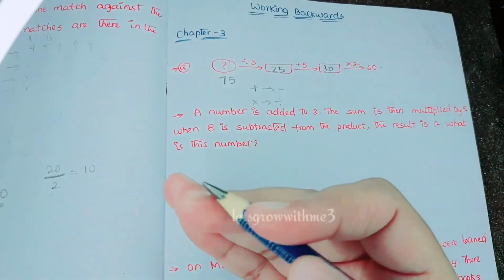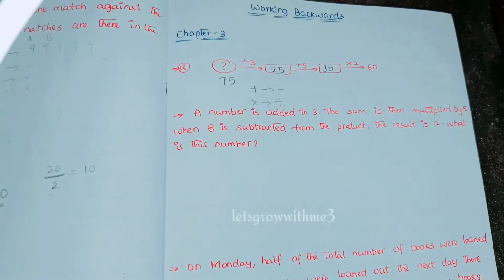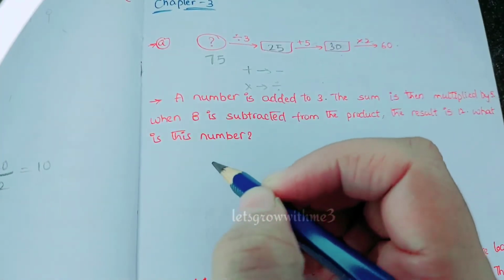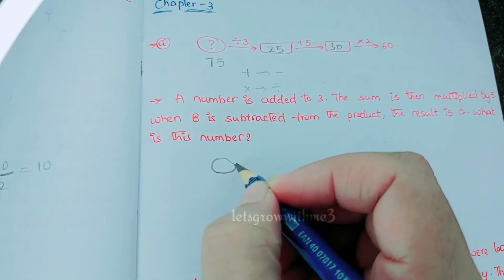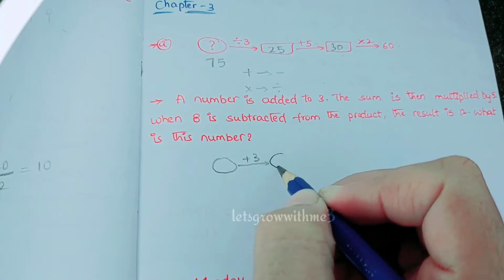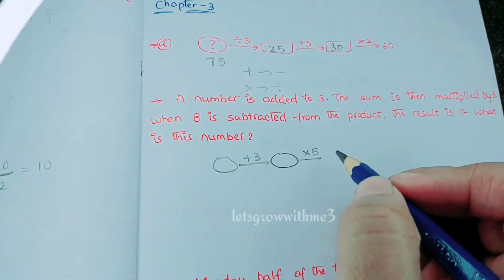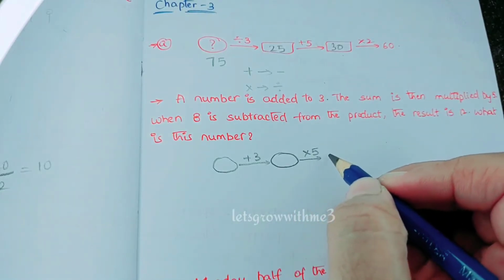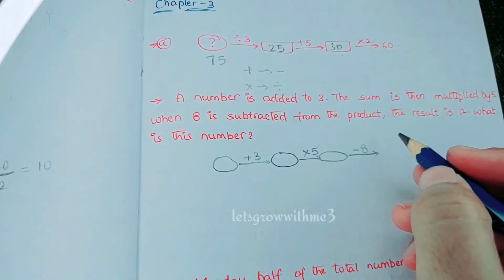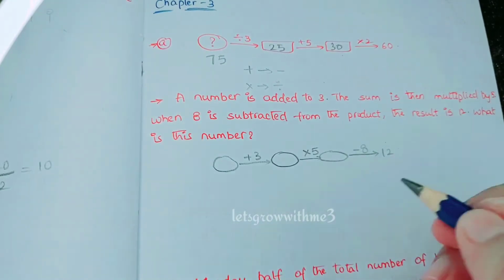A number is added to 3. The sum is then multiplied by 5. When 8 is subtracted from the product, the result is 12. What is this number? Let's write down the series of operations, then we will trace back to the initial value. Plus 3, then whatever sum we get is multiplied by 5, and then 8 is subtracted from the product. The final result he said is 12.